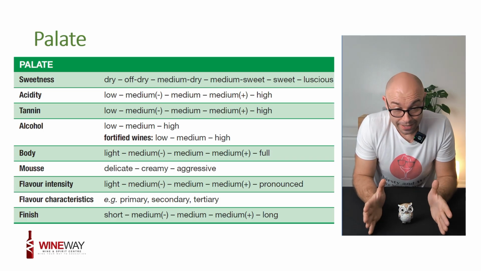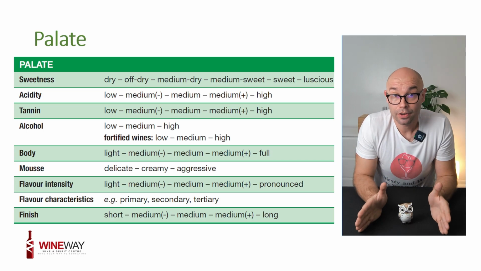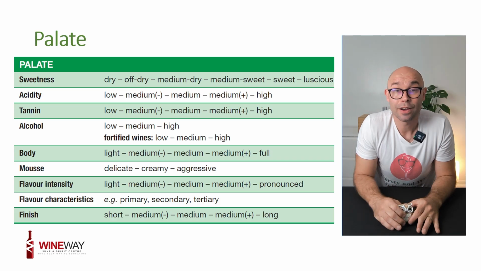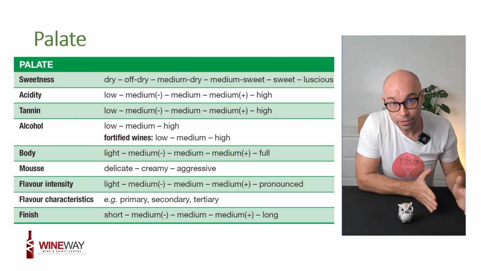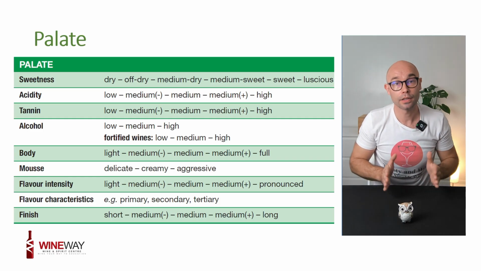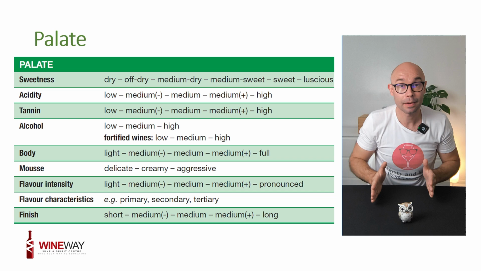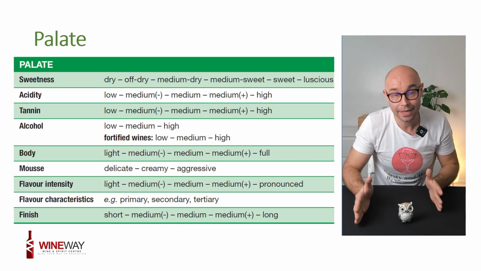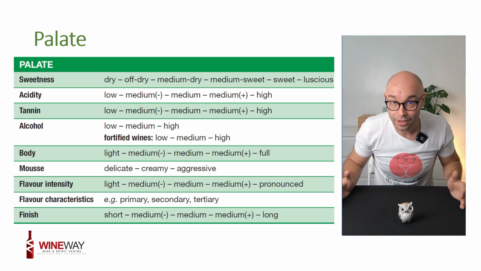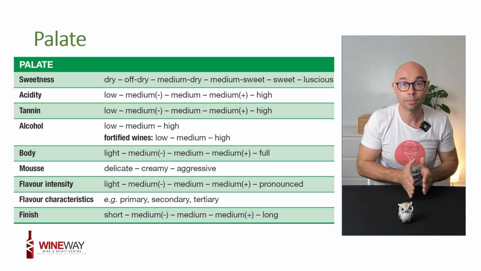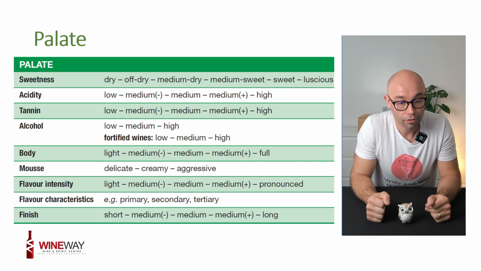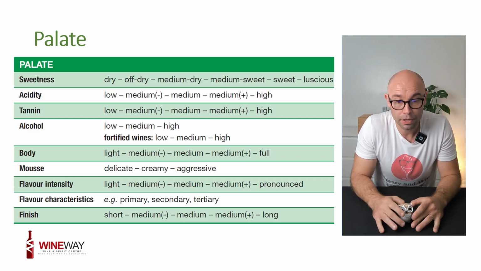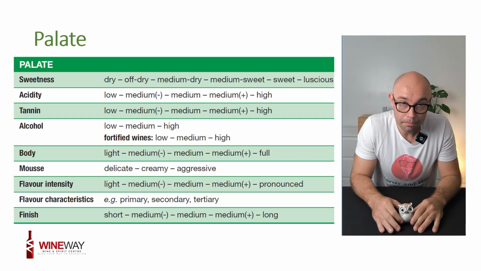For flavor characteristics, again, primary, secondary, and tertiary, and here you're gonna get 3 points. So if the wine is only primary, you're gonna get 3 points for primary descriptors. If the wine is primary and secondary, you're gonna get 3 points from a combination of primary and secondary. And if the wine is primary, secondary, and tertiary, you're gonna get 3 points only if you recognize primary, secondary, and tertiary aromas. The finish can be short, medium, long, medium plus or minus.